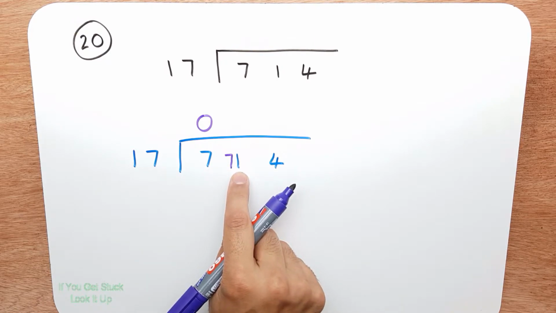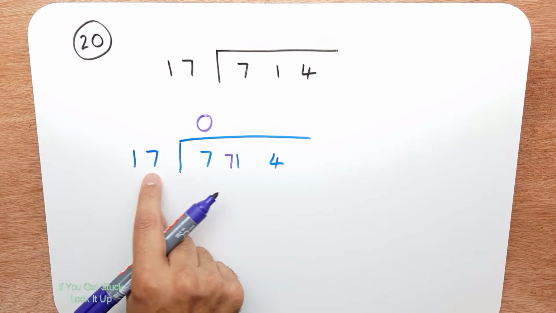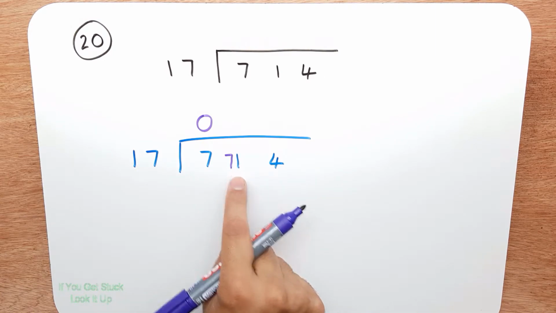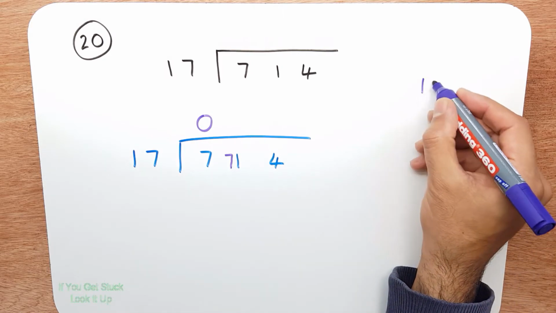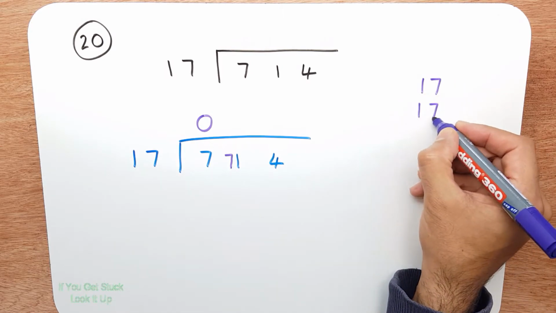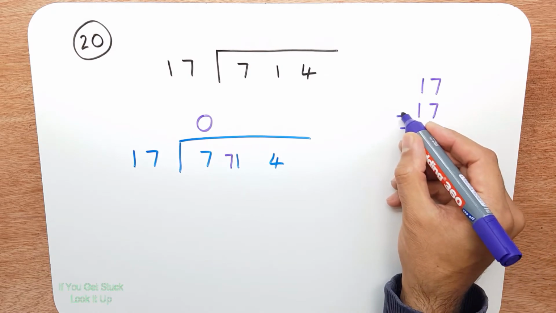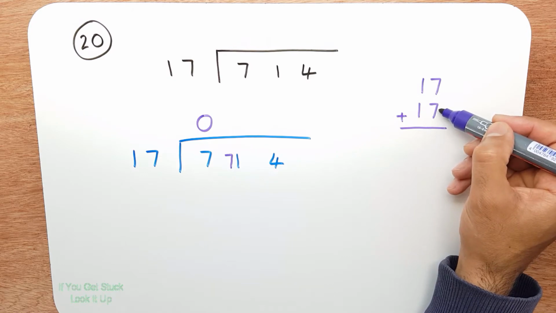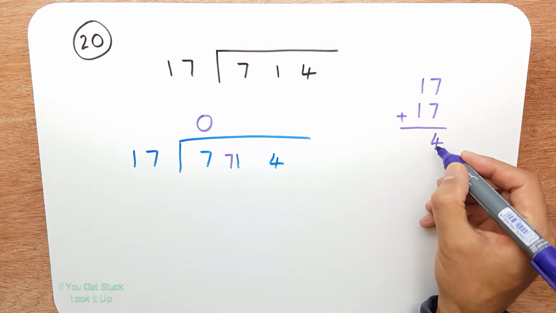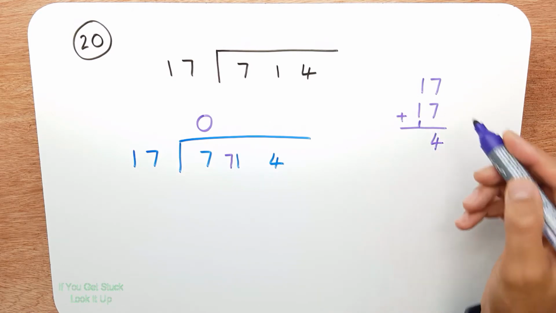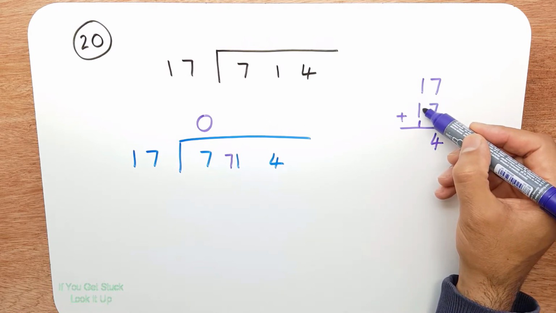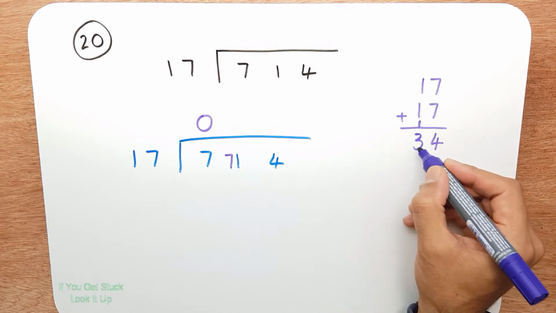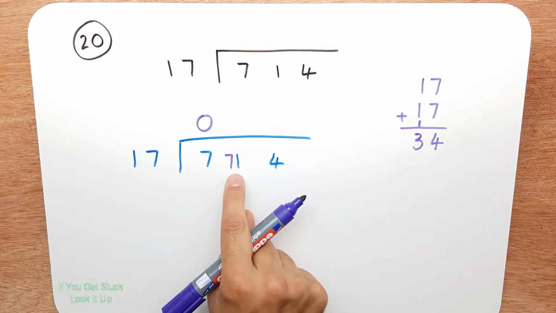Now we ask ourselves how many 17s are there in 71? So what we can do is we can add 17 each time. So let's start with the easy one. Let's add 2 17s. 7 plus 7 is 14. 4 goes there. You carry the 1. 1 plus 1 is 2. Plus the 1 we've carried over is 3. So it's 34. And we have 71.